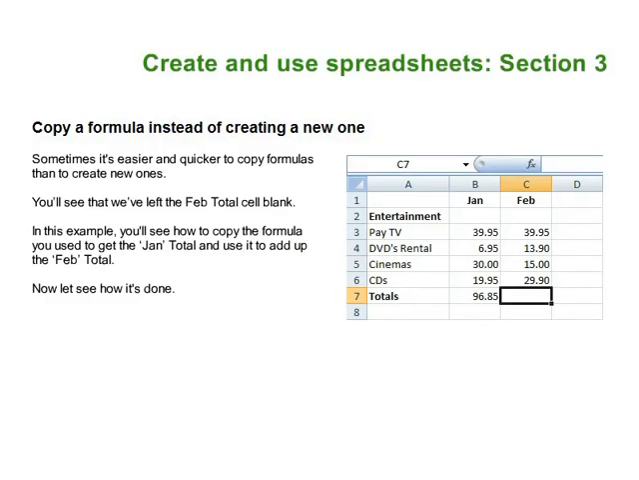Sometimes it's easier and quicker to copy formulas than to create new ones. You'll see that we've left the Feb total cell blank. In this example, you'll see how to copy the formula you used to get the Jan total and use it to add up the Feb total. Now let's see how it's done.